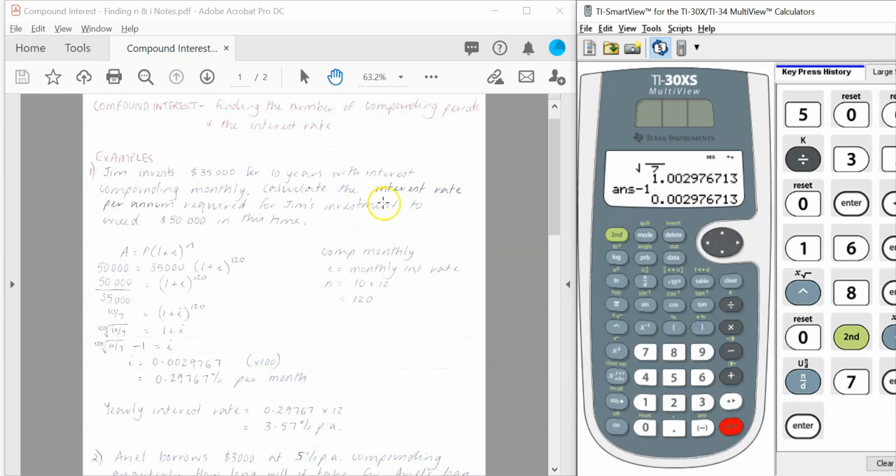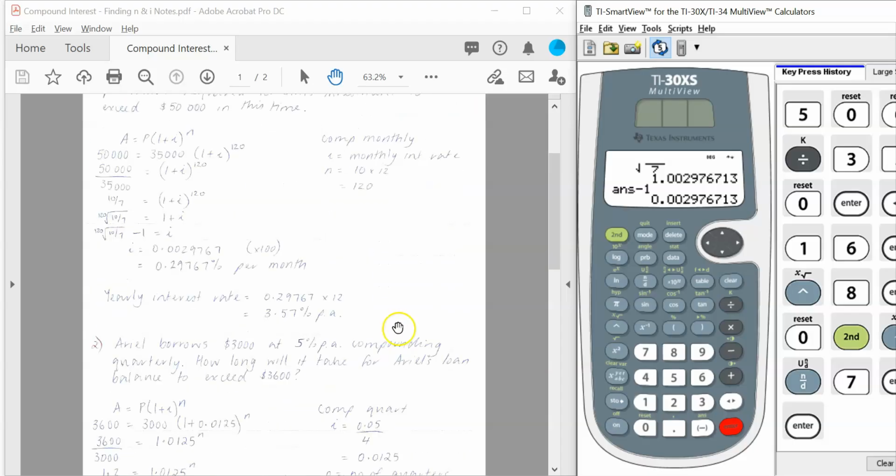When we're asked to find the interest rate, it says here calculate the interest rate per annum. So we need to find the yearly interest rate. In order to do that, if this is our monthly interest rate, we're multiplying it by 12, and now I'm rounding my answer to 2 decimal places, and I get 3.57% per annum.